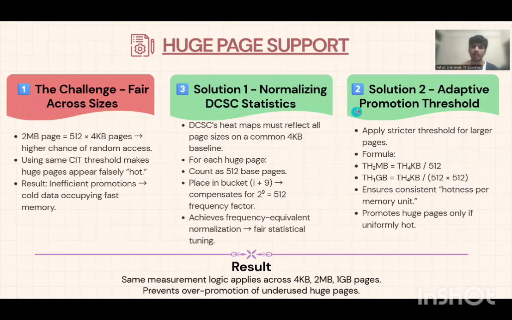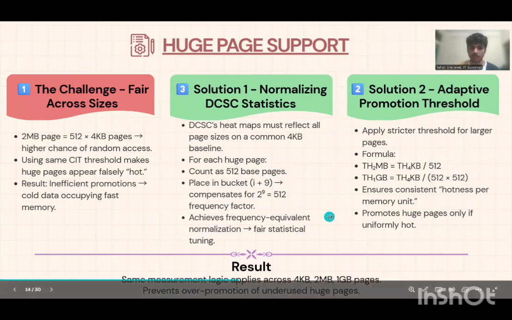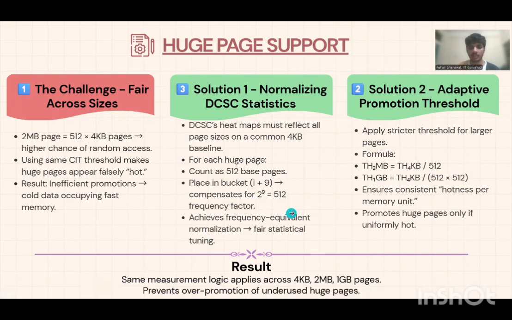A different method to implement the same strategy is normalizing DCSC statistics, where we take the same heat maps, and this time for a huge page we count it as 512 base pages, and we place this in the bucket of I plus 9, which compensates for the 512 frequency factor. This will help us achieve frequency-equivalent normalization, and in turn we will get a fair statistical tuning. So this result will prevent over-promotion of underused huge pages.